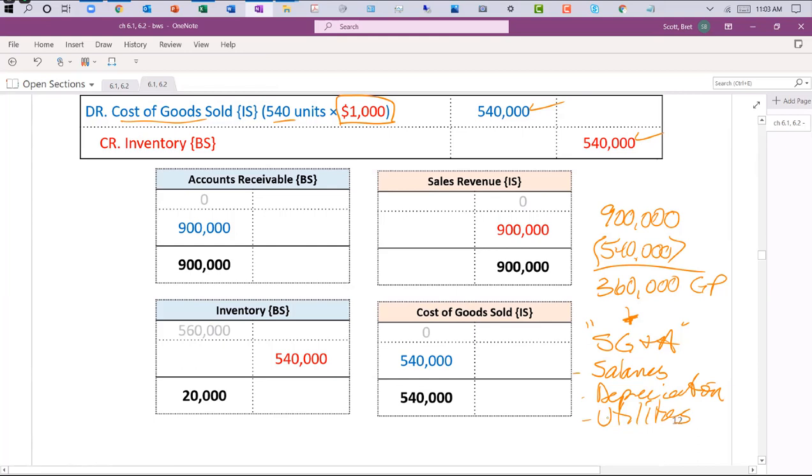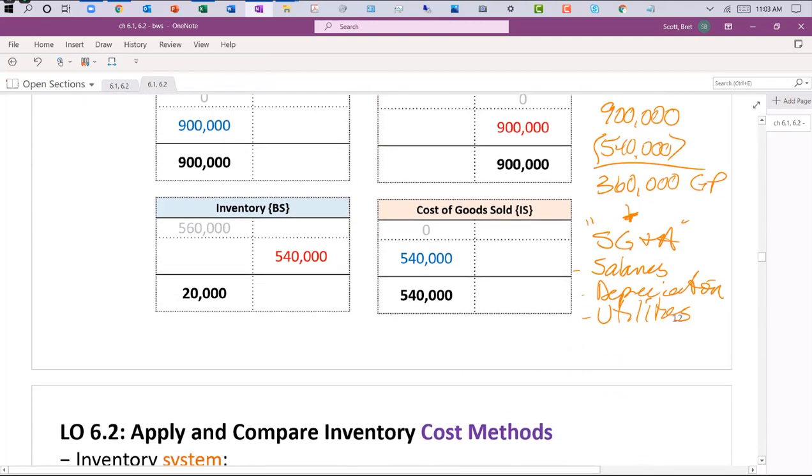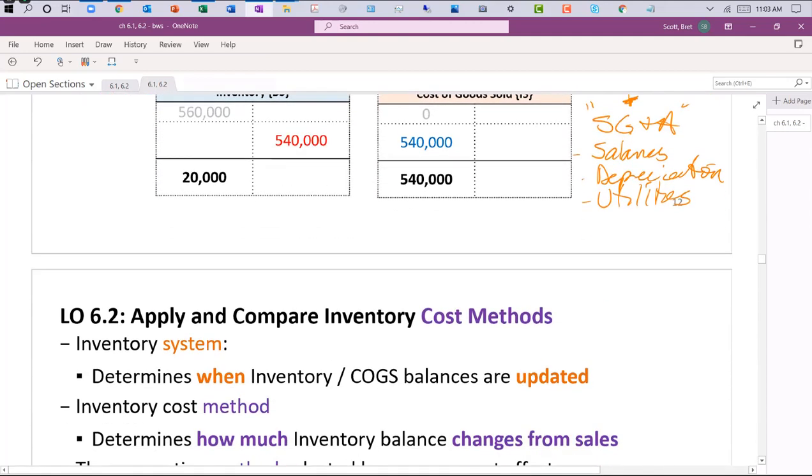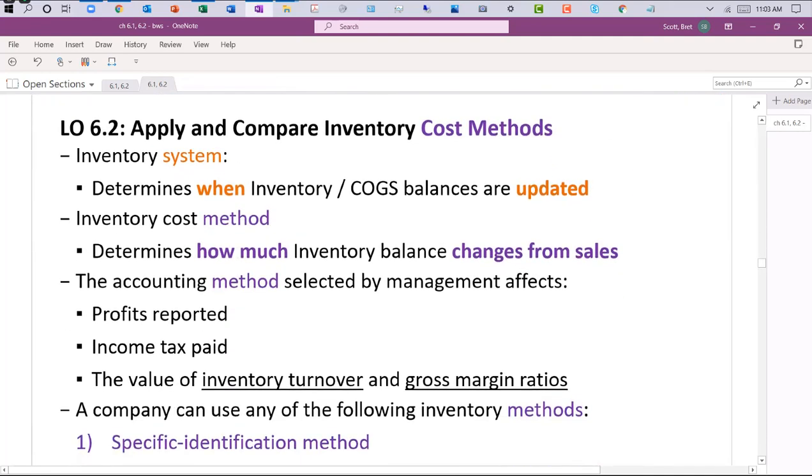So maybe it's reasonable that we charge a really high price for these goods. It just sort of depends on the other expenses that we have to take care of. So gross profit is just a starting point. It's just one line item that we have to worry about in this class.